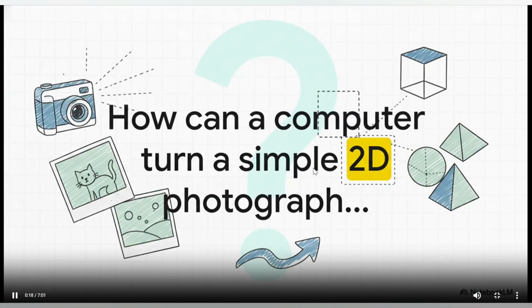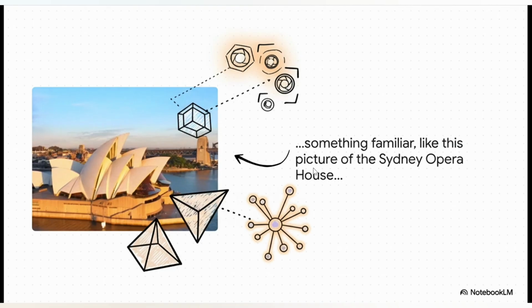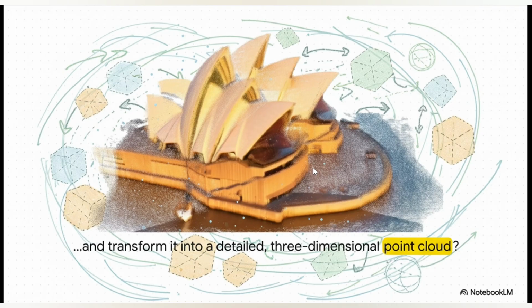All right, so let's just jump right in with a question. How in the world can a computer take a totally flat, regular 2D photograph, something totally normal, like this shot of the Sydney Opera House, and then, poof, turn it into this, a rich, explorable 3D world? I mean, this is a point cloud, basically a map of 3D coordinates that you can fly through. And no, this is not science fiction. This is the incredible result of a brand new AI model.